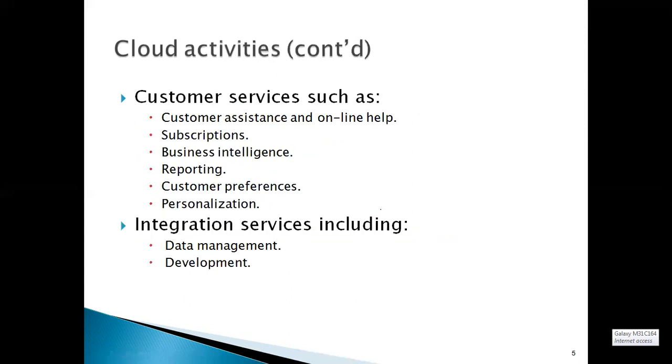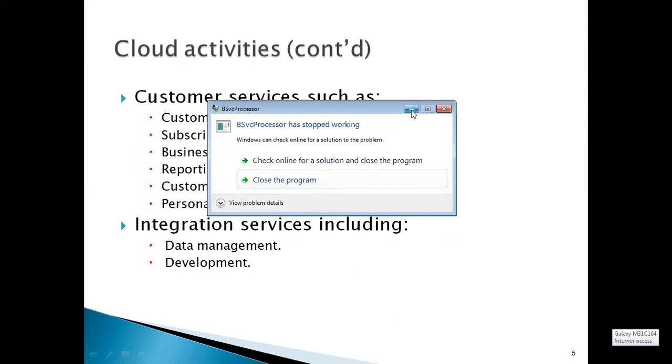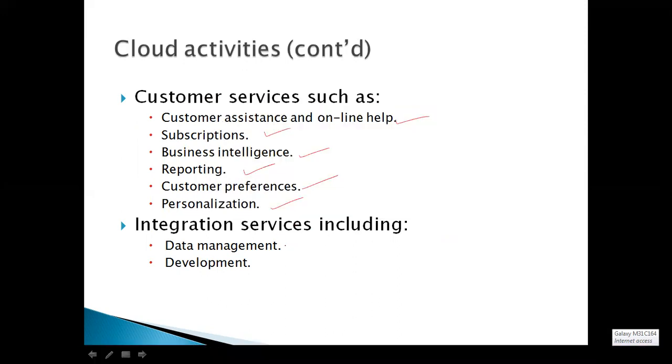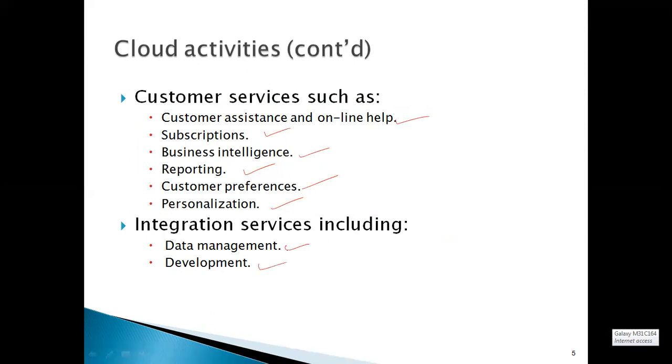Move on to next. The other two activities are customer services, such as customer assistance and online help. So these are the activities: subscriptions, business intelligence, reporting, customer preferences, personalization. These all come under the customer services. The last one is integration services, that includes data management and development. Most of the applications in the cloud are data intensive, that is why managing the data is a very important thing.